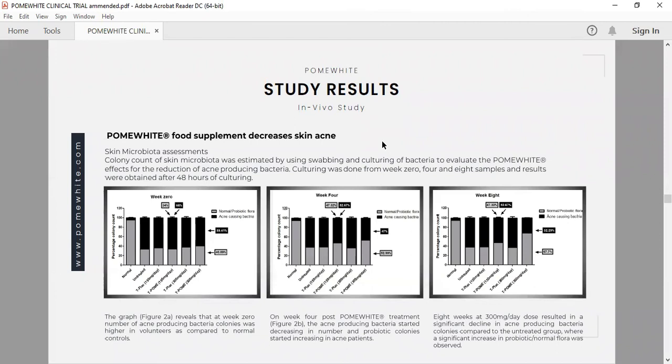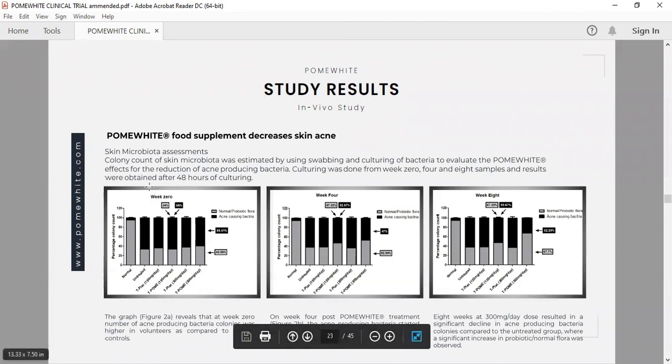Here, after the Pomewhite treatment, we all know that we have treated with Pomewhite at week 0, week 4 and week 8. So these three graphs are the week 0 graph, week 4, and week 8 graphs. In the week 0 graph, we have normal person skin cultures, and then we have all our other skin cultures.